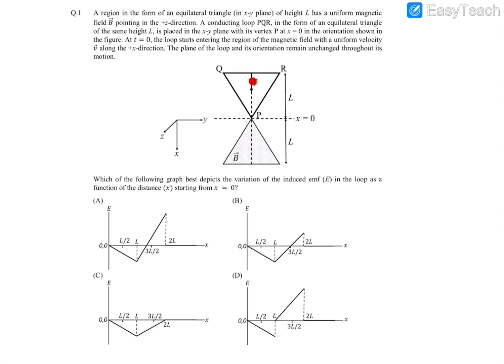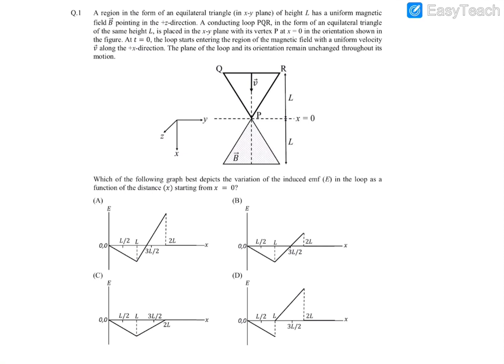Now this triangular loop starts to move with the velocity v in the downward direction, and v is constant, and the system is in a horizontal plane, and this orientation remains unchanged throughout the motion of this triangle. We have to choose the correct option which represents the variation of the induced EMF in the loop PQR as a function of x, starting from x is equal to 0.